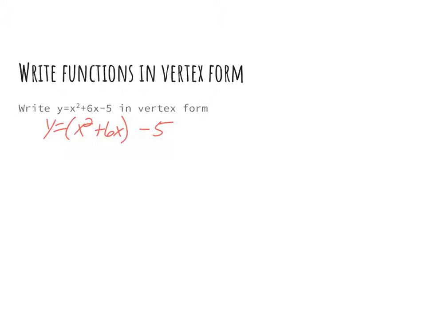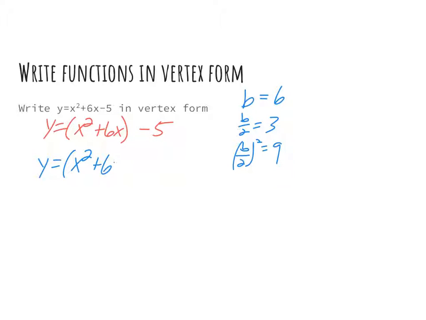So off to the side, if I find b, which again is what's in front of x, which is 6, b over 2 is 3, and then if I square that, I'm going to get 9. So I'm going to add 9 inside the parentheses. Okay. Now in 4.5, if we added 9 onto one side, we'd have to add 9 onto the other. But now we're going to keep it all on the same side because it's no longer a 0 over there, it's y. So instead of adding 9 to the other side, I'm going to subtract 9 on the same side. So I'm adding 9 and subtracting 9 on the same side. So I'm not really changing anything.